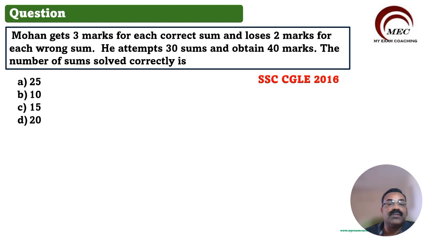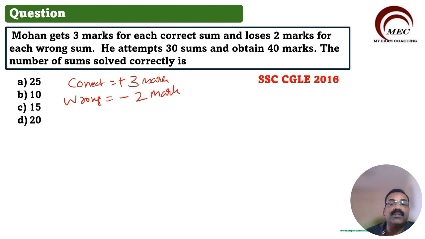Mohan gets 3 marks for each correct sum and loses 2 marks for each wrong answer. So let us take it this way. For a correct answer, he will get 3 marks, that is plus 3. And for a wrong answer, he will get minus 2 marks.